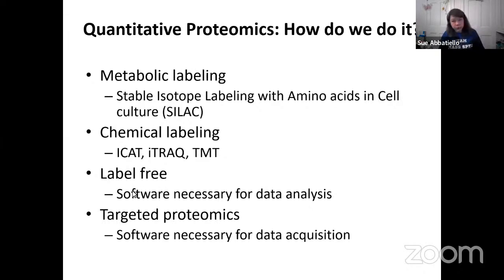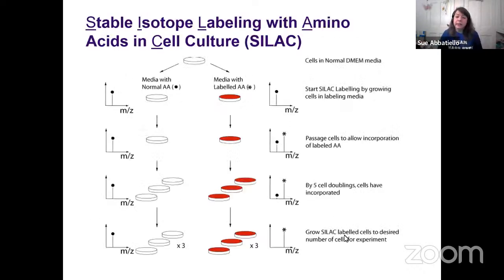Label free is when we do not use labels and we have to analyze our samples one at a time, where the expense is often in the amount of time it takes to generate the data due to the need for additional replicates. Or targeted proteomics, and so designing methods specifically to look at just a smaller number of things rather than many, many thousands. So going into each of these individually to give you a background on what they entail.